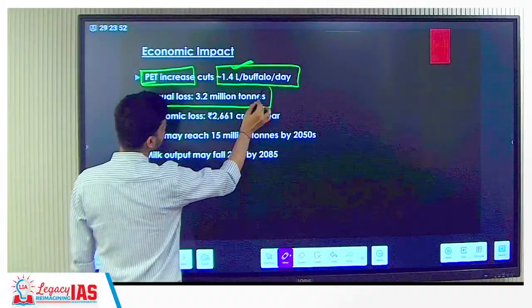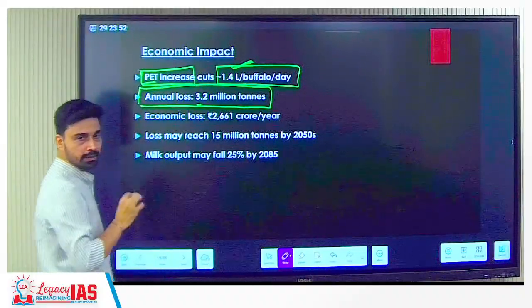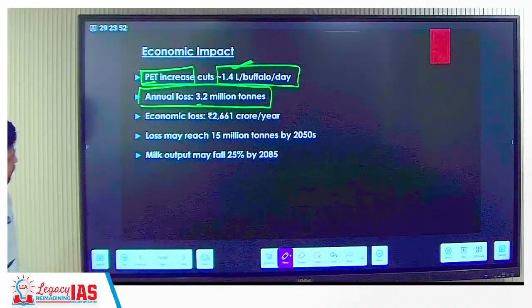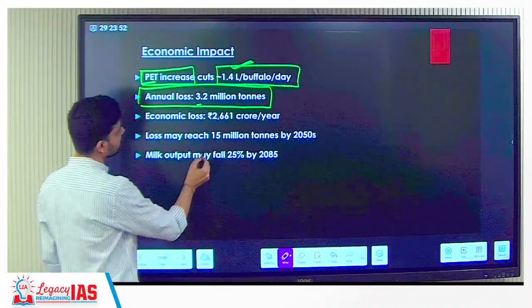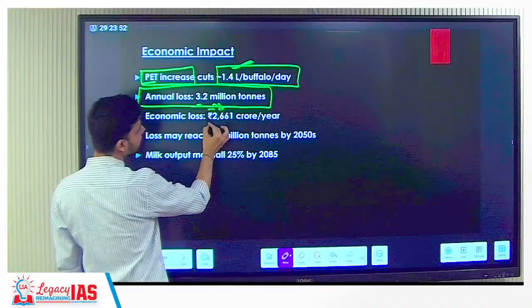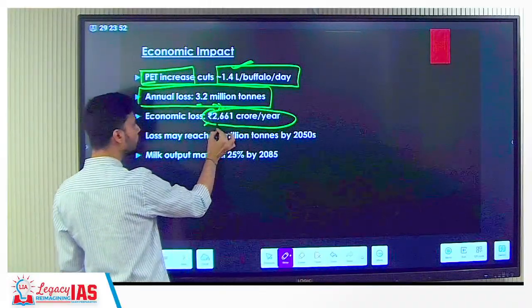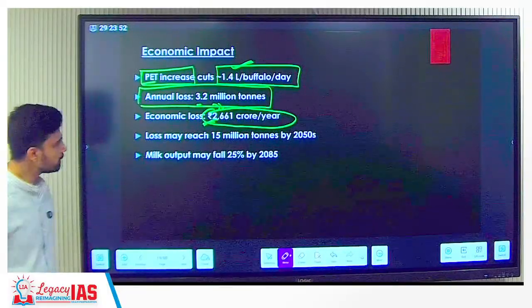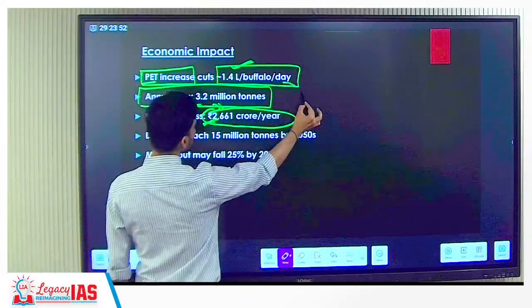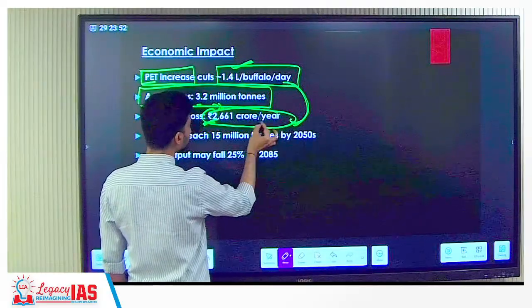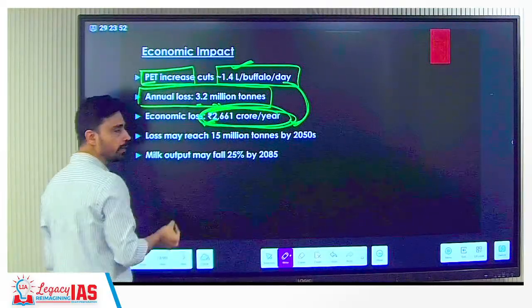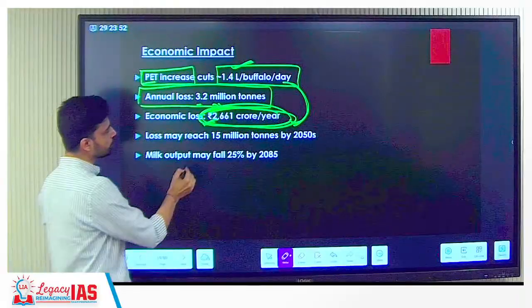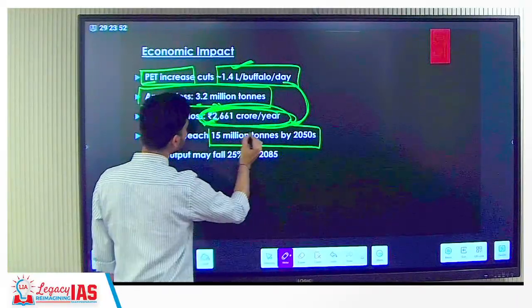Annual loss would be about 3.2 million tons of milk, which is very, very significant. And if you translate that based on the milk price, how much would the dairy sector lose every year? Almost 2,661 crore. Okay, so that's how the small decline that you have in productivity can lead to huge economic losses as well. Loss may reach 15 million tons by the 2050s.